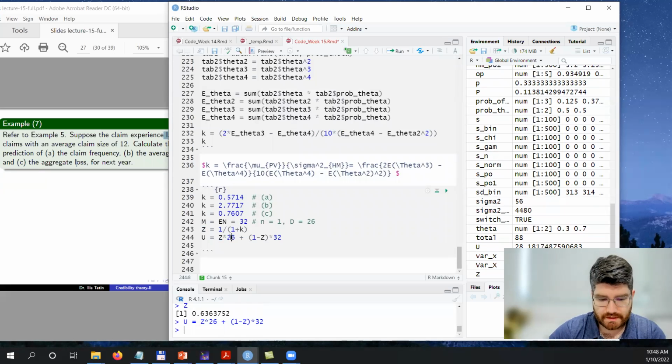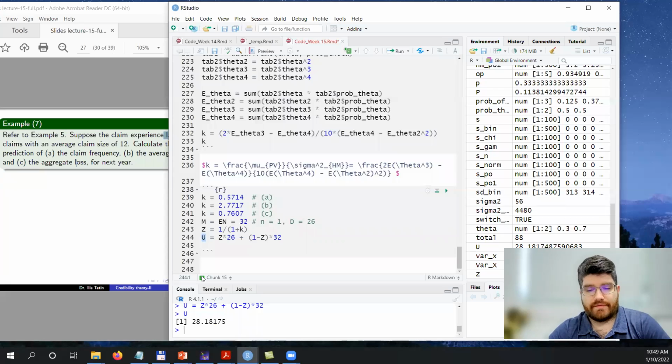So 26 is the past experience, 32 is the current experience, and the value of Z was calculated. We are ready to say that the updated prediction, or forecast, for the claim frequency for this group is 28. Previously it was 26, now we are forecasting 28, and the actual is 32. So more or less we can stick with the value of U.